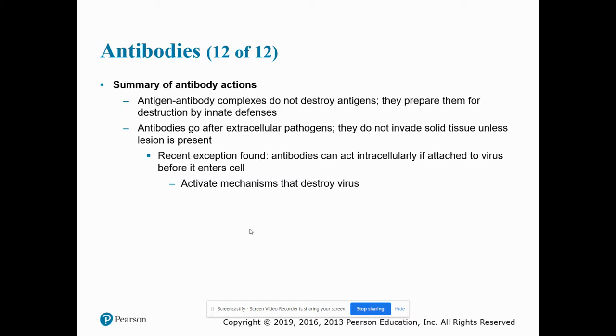Antibodies go after extracellular pathogens. They do not invade solid tissue unless a lesion is present. There is a recent exception that has been found, and that is that antibodies can act intracellularly if they are attached to a virus before it enters the cell, and then it activates mechanisms that destroy the virus.